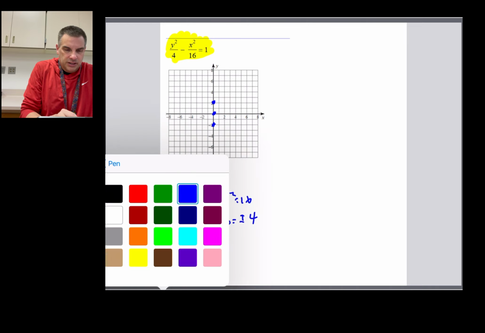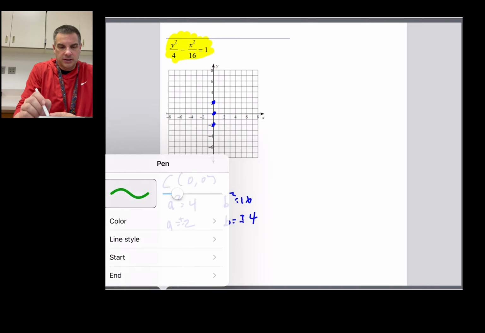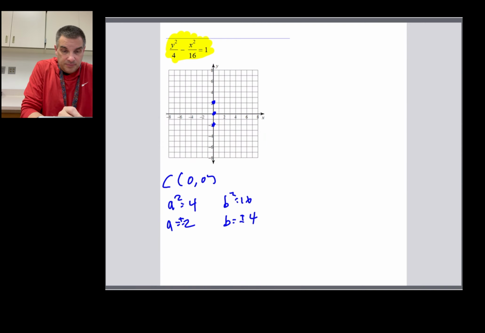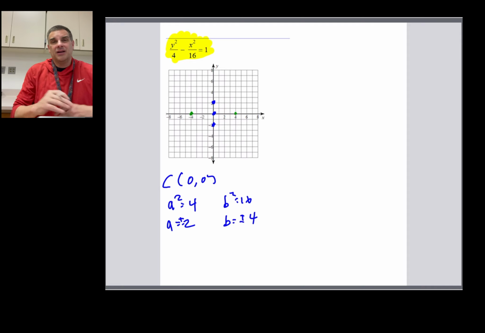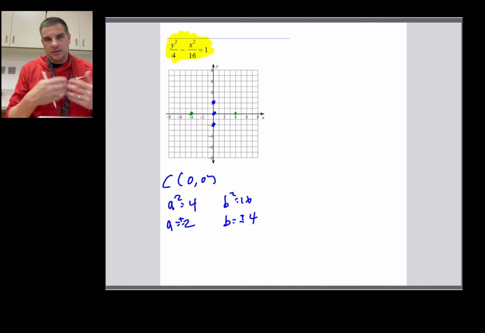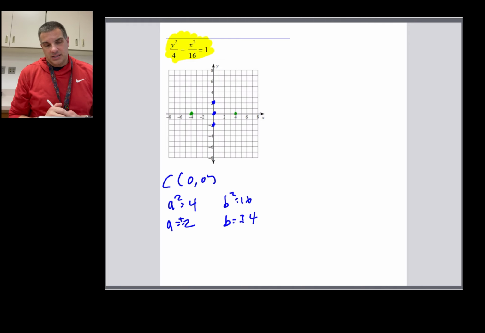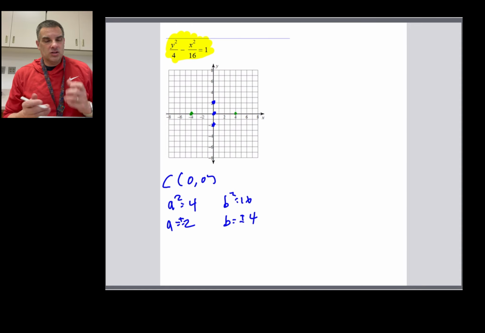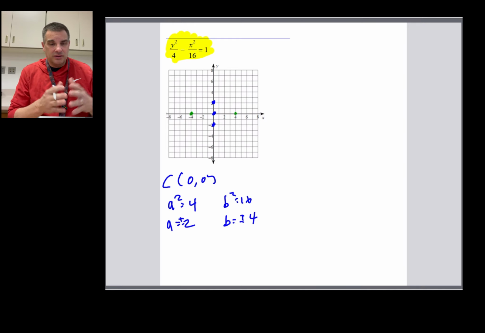I'll make those in green. So that means my x value is going by 4 this time. And we're going from the center point again. So they're going to go there and there. Now, it doesn't matter that the co-vertices, the conjugate axis, is large. It doesn't matter in these cases. It is what it is. You just have to remember that if it's underneath the x value, it goes with the x value. If it's underneath the y value, it goes with the y value.